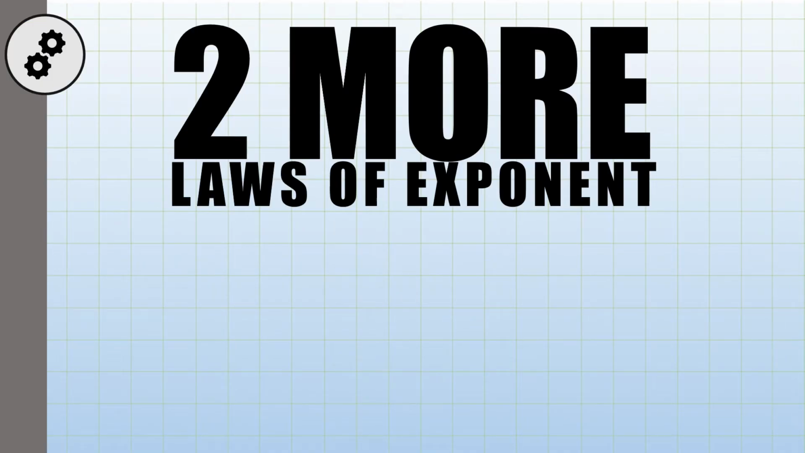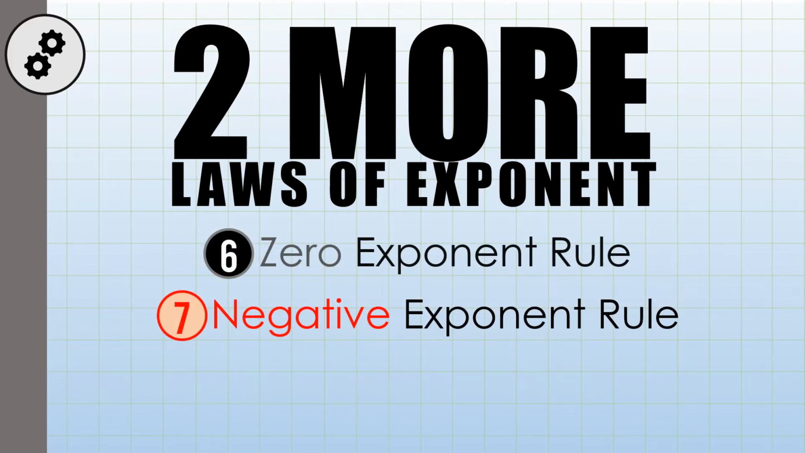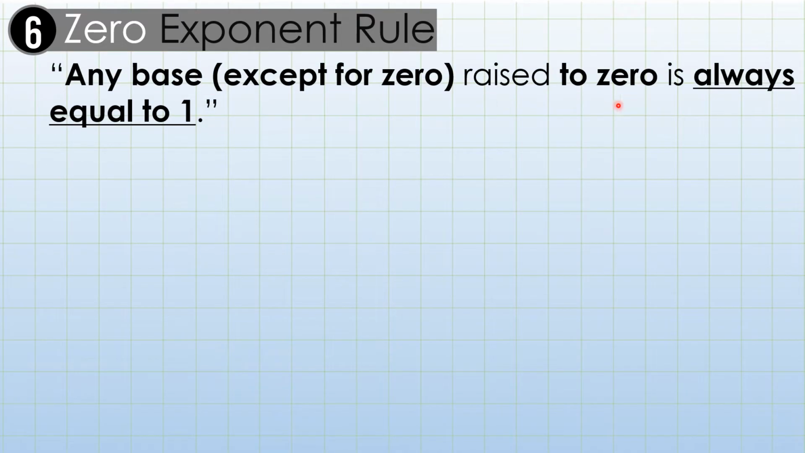Two more laws of exponents. Ito ang zero exponent rule, saka yung negative exponent rule. Zero exponent rule, ito ang pinakamadaling law of exponent dahil any base raised to 0 is always equal to 1. Kahit na ano pa ang base mo, basta exponent mo ay 0, ang sagot ay laging 1. Except for the base 0.